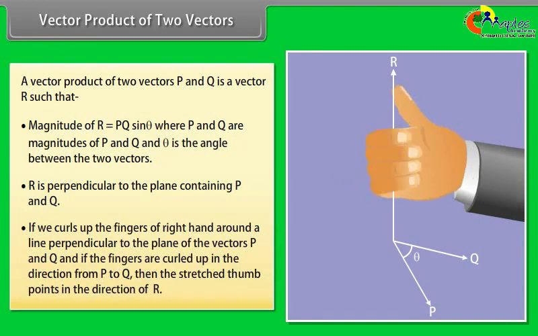If we curl up the fingers of right hand around a line perpendicular to the plane of the vectors p and q, and if the fingers are curled up in the direction from p to q, then the stretched thumb points in the direction of r.